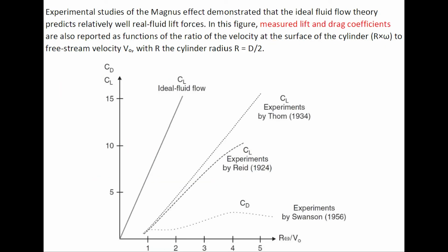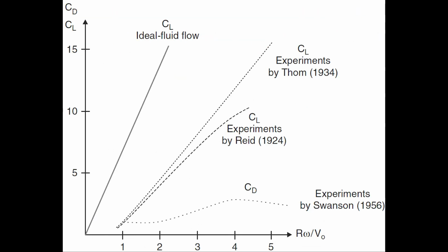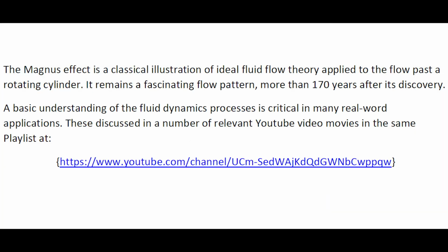Experimental studies of the Magnus effect demonstrated that the ideal fluid flow theory predicts reasonably well the real fluid lift force. In this figure, the measured lift and drag coefficients are reported as a function of the ratio of the velocity at the surface of the cylinder, R omega, to the free stream velocity, V0.